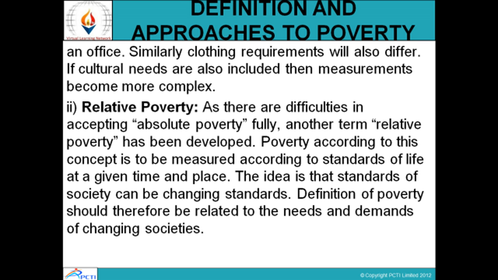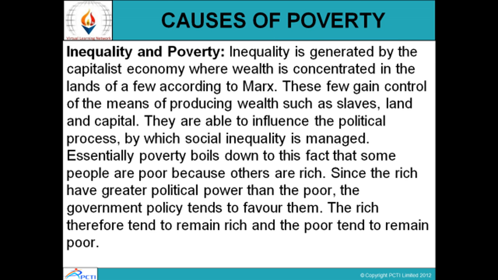Poverty, according to this concept, is measured according to the standard of life at a given time and place. The idea is that the standards of society can change. The definition of poverty should therefore be related to the needs and demands of changing societies. Causes of poverty: inequality and poverty.